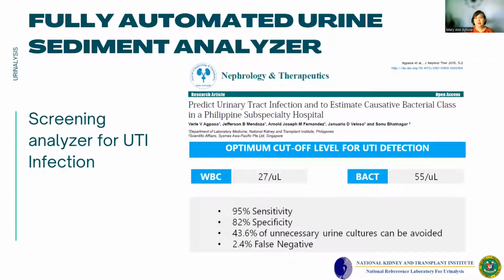According to the Journal of Nephrology and Therapeutics, automated urine sediment can predict urinary tract infection and can estimate the causative bacterial class. The automated urine sediment analyzer is a screening analyzer for UTI infection that is 95% sensitive, 82% specific, 43.6% of unnecessary urine cultures can be avoided, and only 2.4% false negative. The optimum cutoff level for UTI detection, WBC, is 27 per microliter. Bacteria is 55 per microliter.